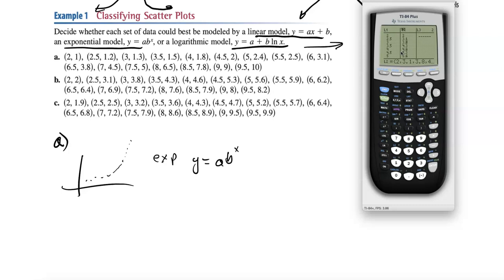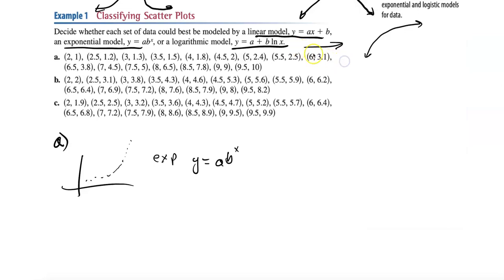A log graph is much more muted. It looks kind of like this. Kind of like an upside down, or the inverse of an exponential graph. Like that. So let's see which one we have here.